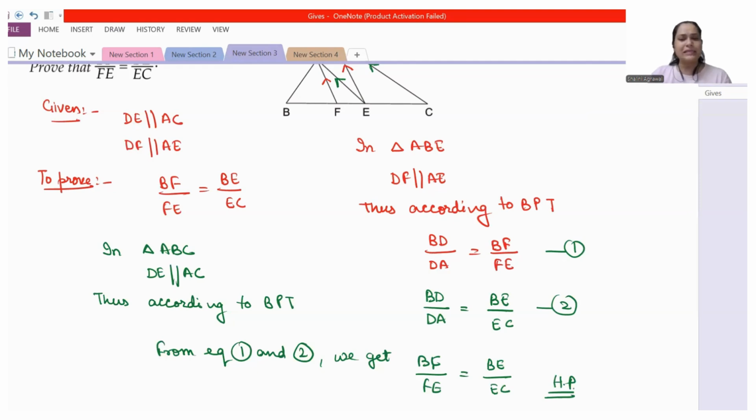So basically, if you are clear with the concept of the basic proportionality theorem, you only have to take care that there is a triangle, and in the triangle there is a line that is parallel to one of the sides of the triangle, and that line is dividing the other two sides in equal ratio. Using that concept, I have proven BF upon FE is equal to BE upon EC. So I hope you are clear with the concept of basic proportionality theorem now, and you will be able to solve the questions.